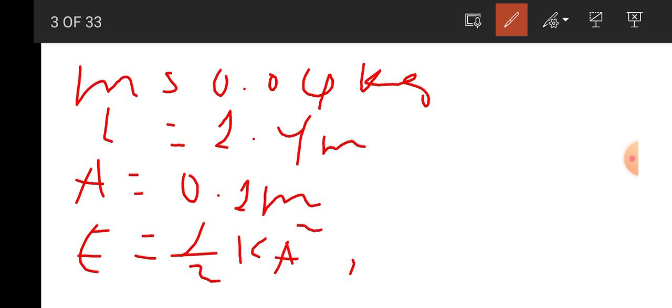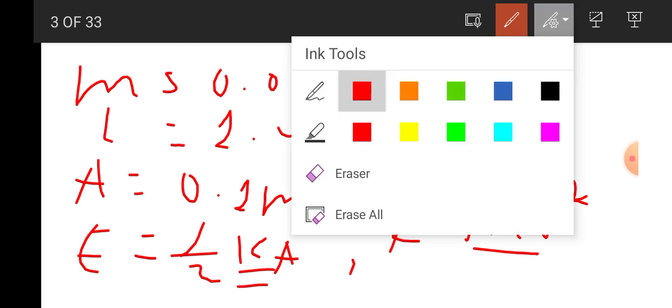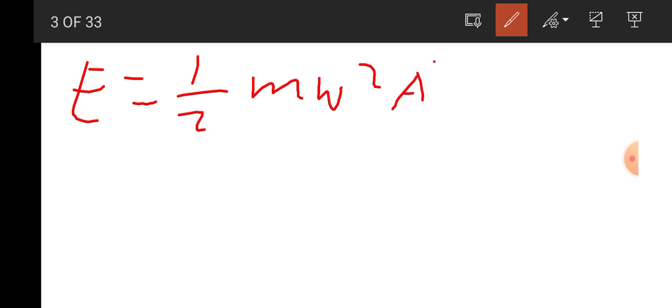But K is equal to mass times omega square. Here K is not given, so we determine K. K is equal to mass times omega square. So substitute this instead of K. Therefore total energy is equal to 1 over 2 times mass times omega square times A square.